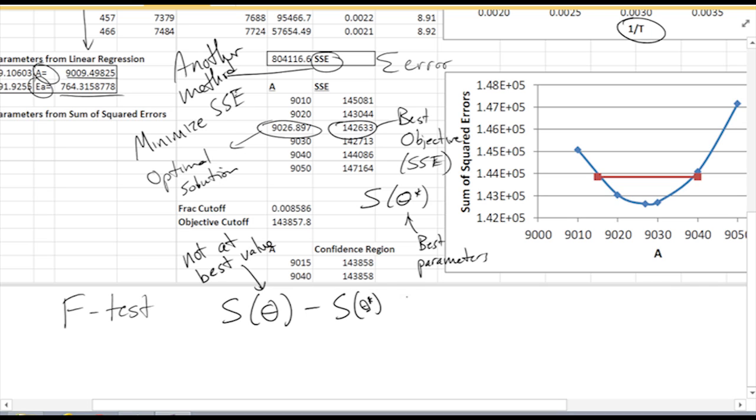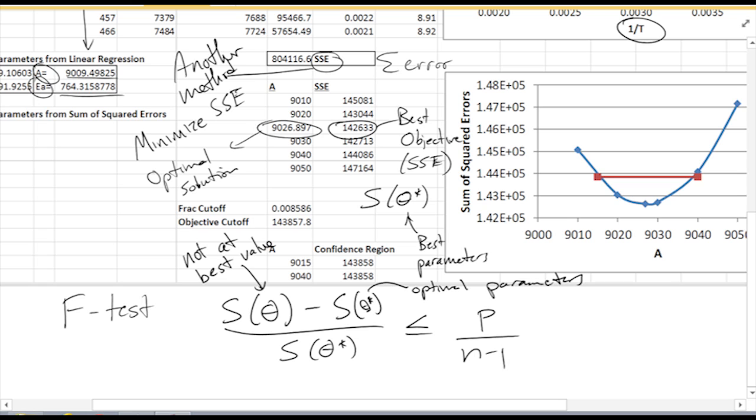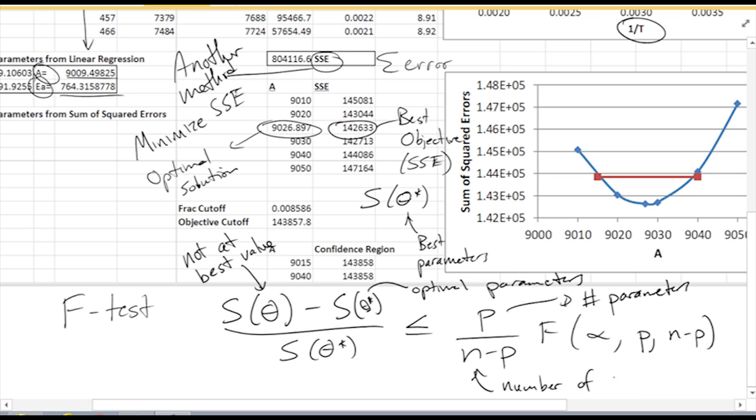So the S of theta without the star, those are the non-optimal values. And then minus S of theta star, those are my optimal parameters. Okay, so the difference between those is in the numerator. And then the denominator is just the sum of squared errors at the optimal values. This has to be less than or equal to P over N minus P. And then I have my F test there that can be computed with a number of software packages like Excel or MATLAB or Python. Okay, so in the numerator I have P, which is my number of parameters, and N is the number of measurements.